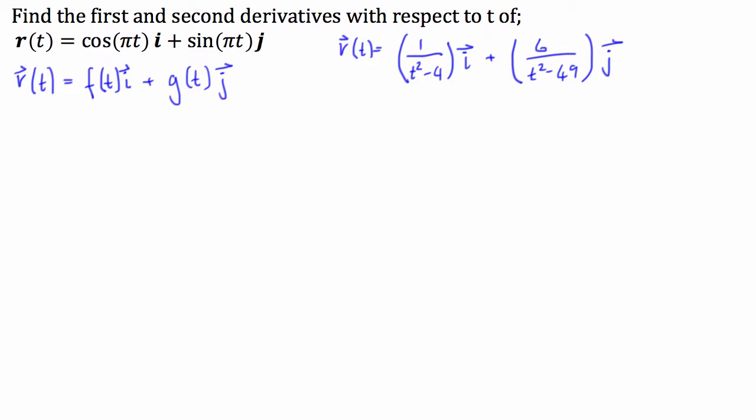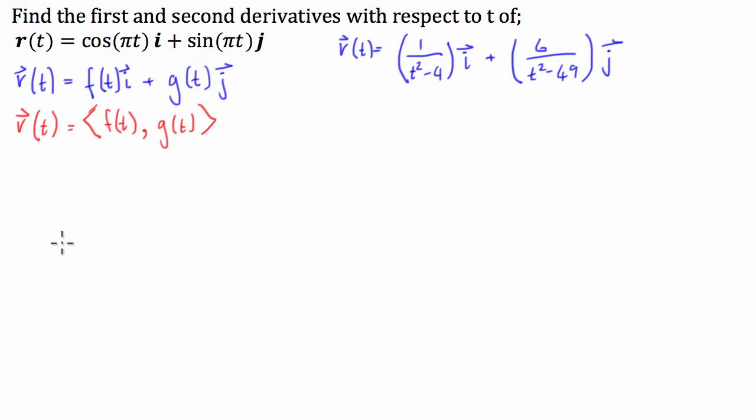Another way that some people might like to write it is r of t is equal to f of t, g of t. In this one, we have f of t first, and the implication is that this is the component for the vector i. So these are just two different types of notation that we could use.